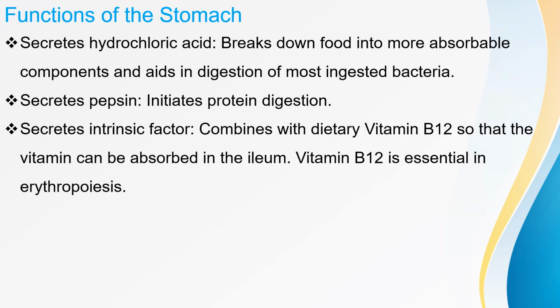Functions of the stomach. The stomach secretes hydrochloric acid, which breaks down food into more absorbable components and aids in digestion of most ingested bacteria. The stomach also secretes pepsin, which initiates protein digestion. The stomach also secretes intrinsic factor, which combines with dietary vitamin B12 so that the vitamin can be absorbed in the ileum. Vitamin B12 is essential in erythropoiesis. Erythropoiesis is the formation of erythrocytes, also called red blood cells.